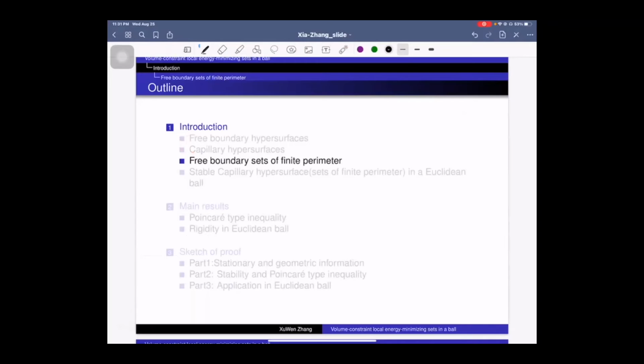And if you have some knowledge of geometric measure theory, you will see that sets of finite perimeter are natural geometric objects when considering calculus of variations. So it is a natural question to ask if we can extend such results from hypersurfaces to sets of finite perimeter. These are smooth and these are not. And the answer is yes.